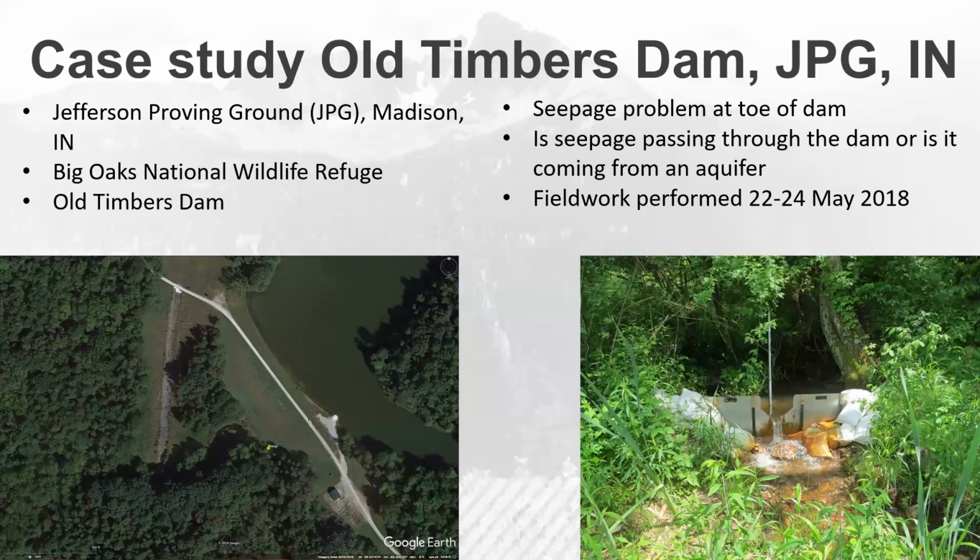dam, which you can see in the bottom right where that weir is, that there was water flowing out at several gallons per minute. So we know water is flowing under the dam. The question was, where is that water coming from? Is it coming from the dam, or is it coming from an underground aquifer?